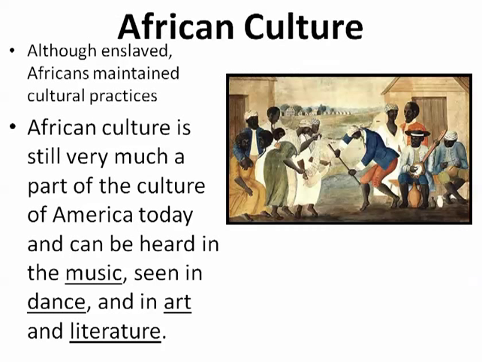Now, what does this mean? It means that between then and now, we have a large African culture in the United States. Although the Africans in Virginia were enslaved, they maintained cultural practices. African culture is still very much part of culture in America today, and we can hear it in the music. We can see it in dance. We can see it in art and literature. This is very much part of America, this culture.